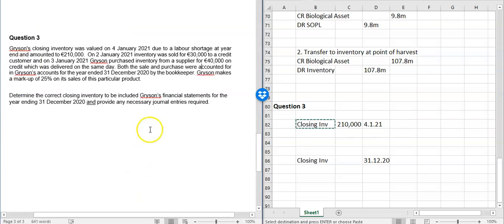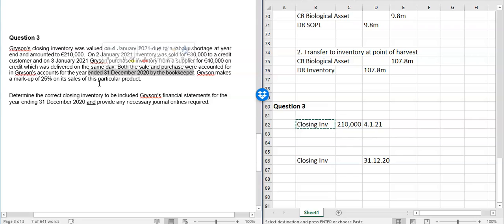All right. So the first thing is on the 2nd of January, inventory was sold for 30,000 to a credit customer. Right. And then on the 3rd of January, they purchased inventory from a supplier for 40,000 on credit and it was delivered on the same day. Both of these were accounted by the bookkeeper in the 2020 accounts.